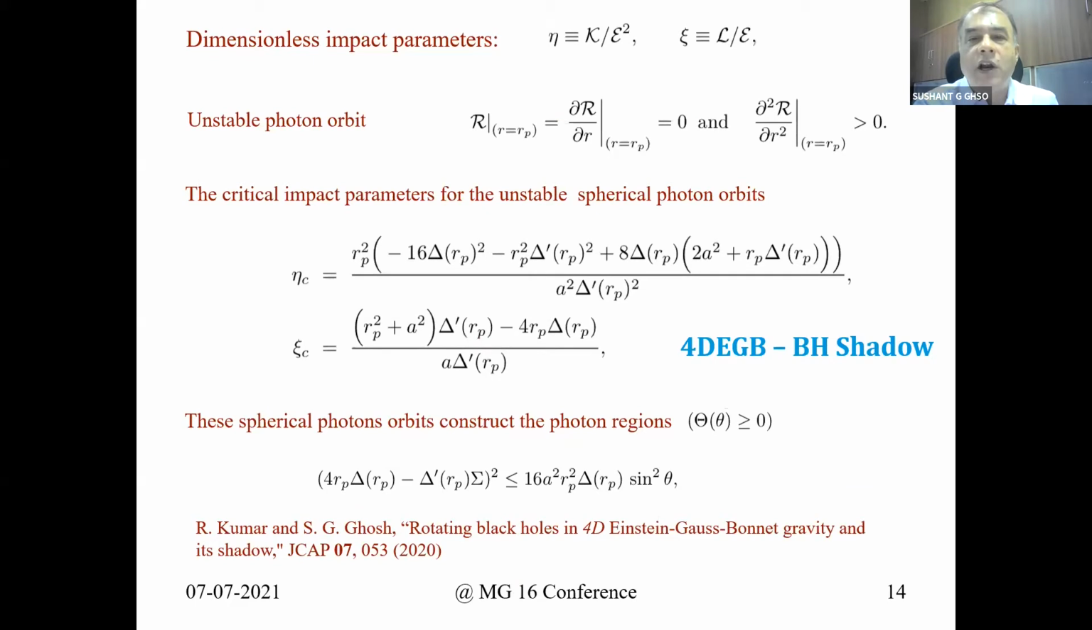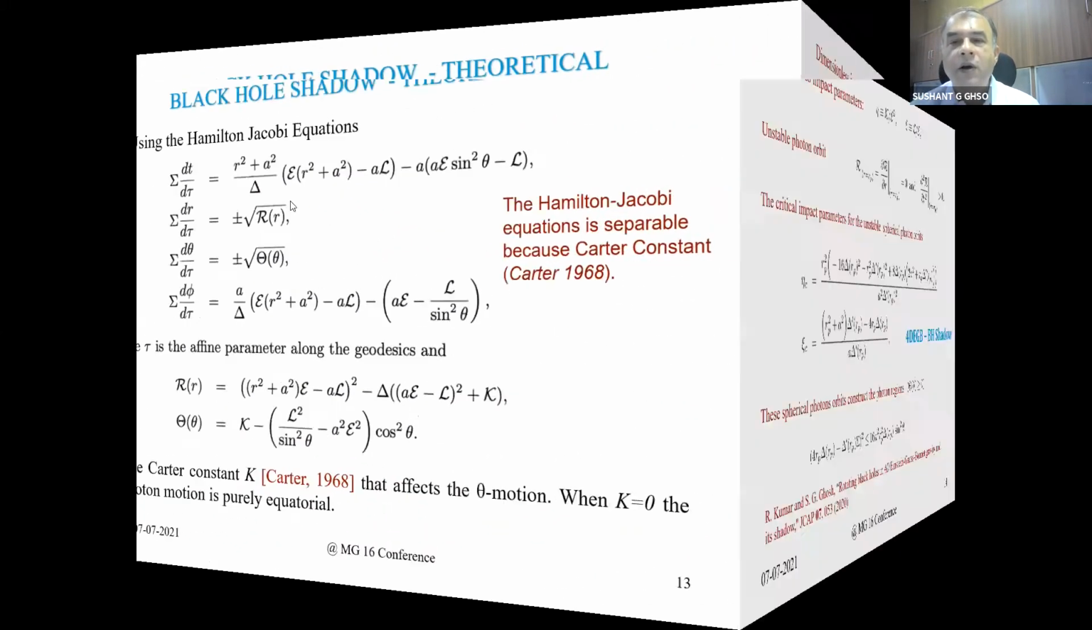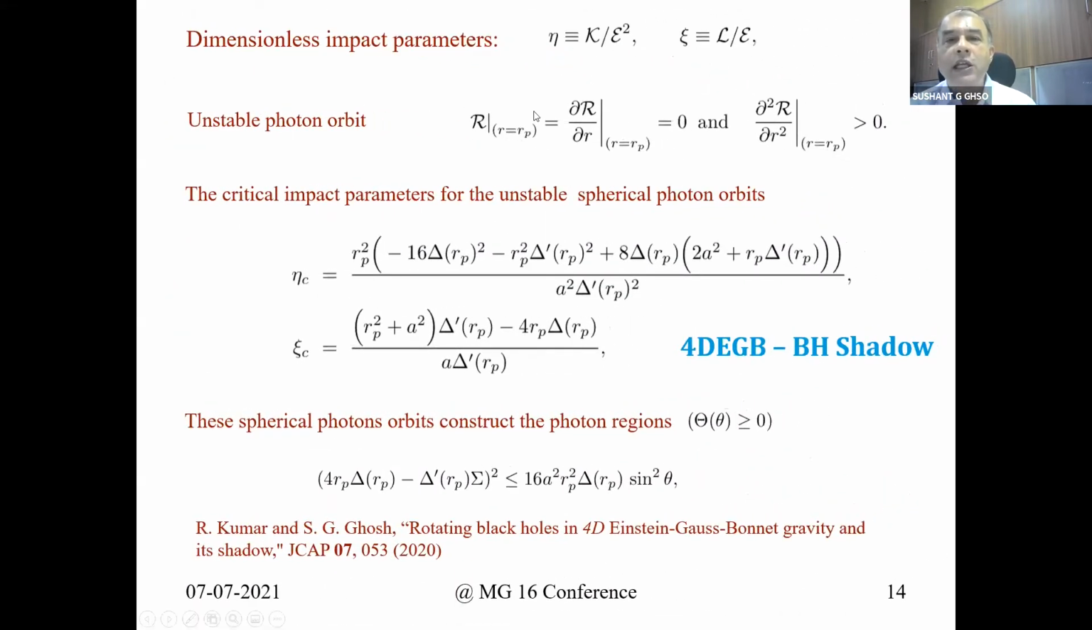After this first order, we introduce the impact parameters eta and zeta. Eta and zeta are very important because they reduce the number of variables. We are interested in spherical orbits because the photon sphere is important for the shadow. Mathematically, for spherical orbits you have r dot and r double dot equal to 0, and if you solve these two equations, we get the critical values of the two impact parameters. So this is the critical impact parameter for the spherical photon orbit.